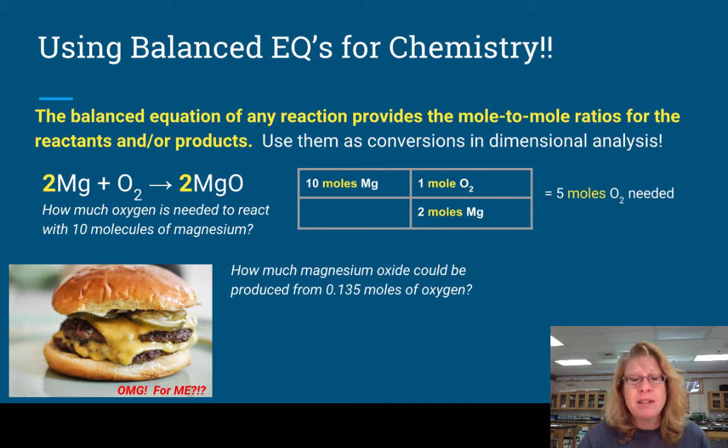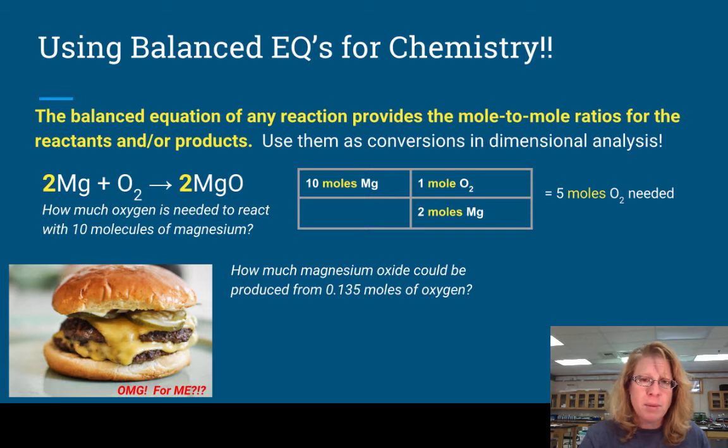How much magnesium oxide could we produce from 0.135 moles of oxygen? A little bit less obvious numbers here, so it's a little harder to do this one in your head. So this is a good time to practice. Can you set up a little micro-dimensional analysis problem, little mini wonder fraction, to kind of take care of this problem? So hit pause now, scratch it out. I'm going to do it right here next.